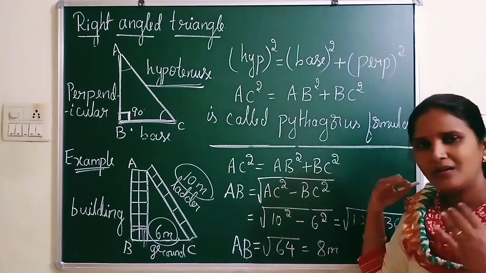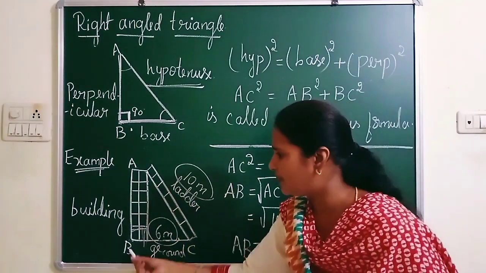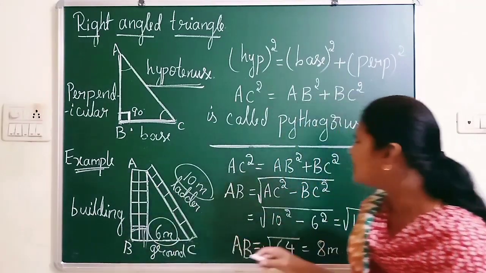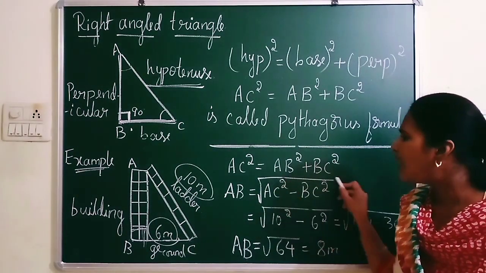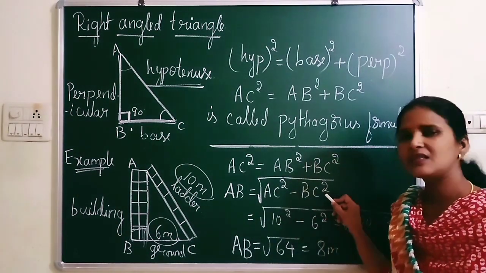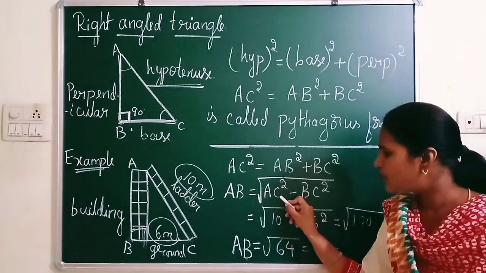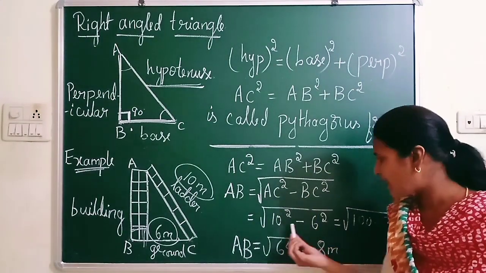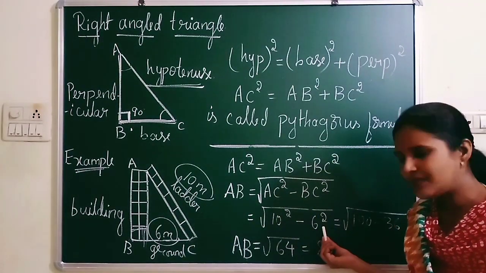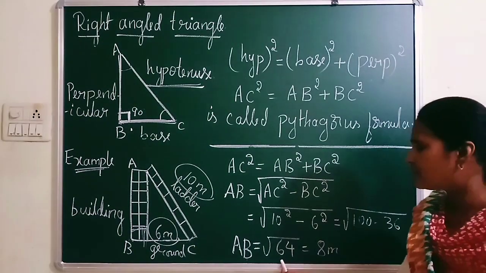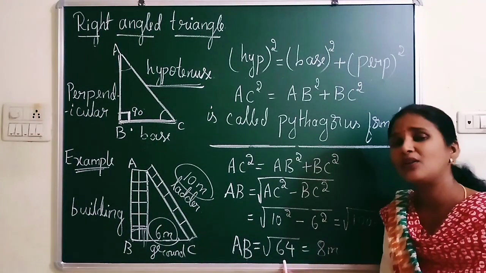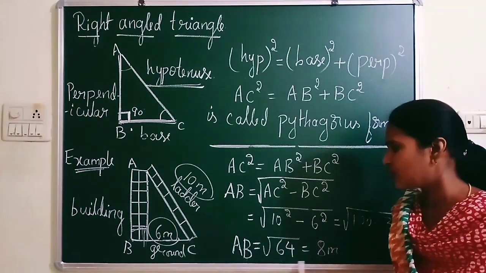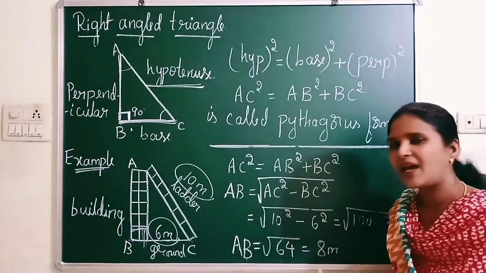So here you have to rearrange it directly, because I want AB now. So AB is nothing but what? AB becomes the square root of AC square minus BC square. Now substitute AC is 10, that is 10 square, minus BC is 6 square. 100 minus 36 is 64. So what is the square root of 64? 8 meters. So I got the length of AB as 8 meters.